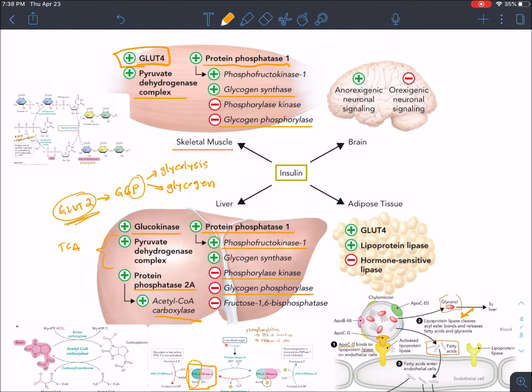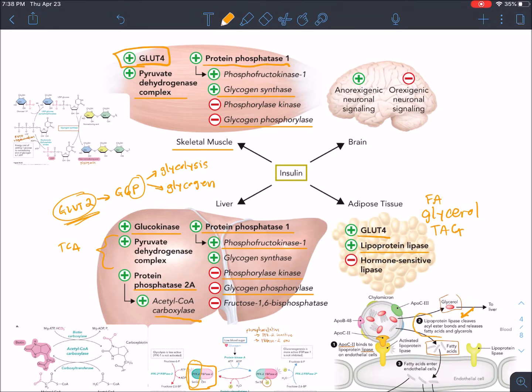In adipose tissue, the GLUT4 receptor is also translocated due to insulin signaling. This translocation allows for an influx of glucose into the tissue for fatty acids, glycerol, and triacylglycerol synthesis. As you see here, lipoprotein lipase is also upregulated. This protein hydrolyzes fatty acids, allowing for easier lipid uptake into the cell.